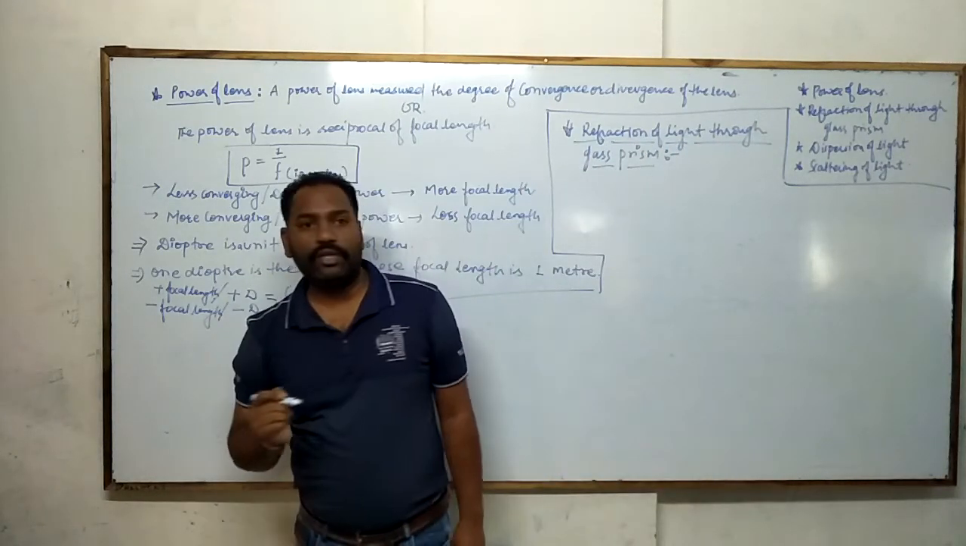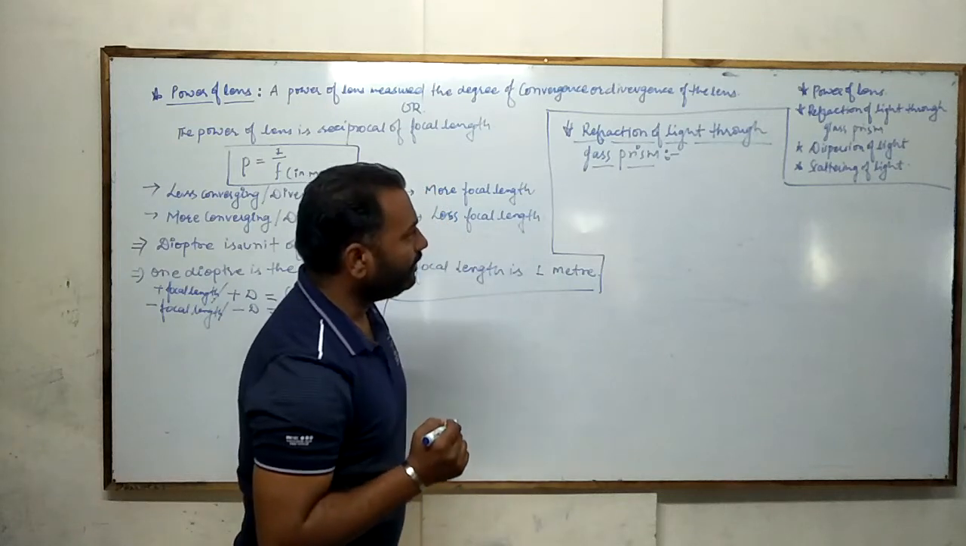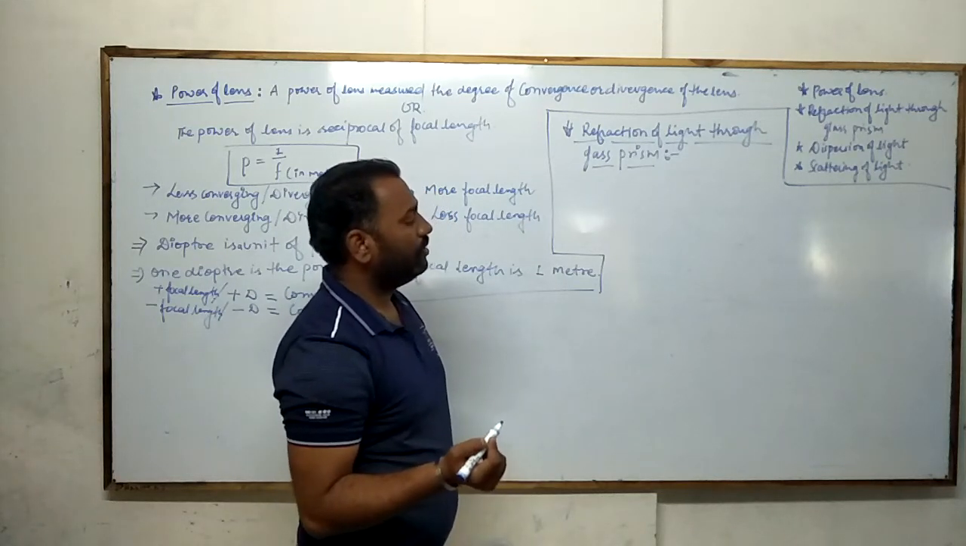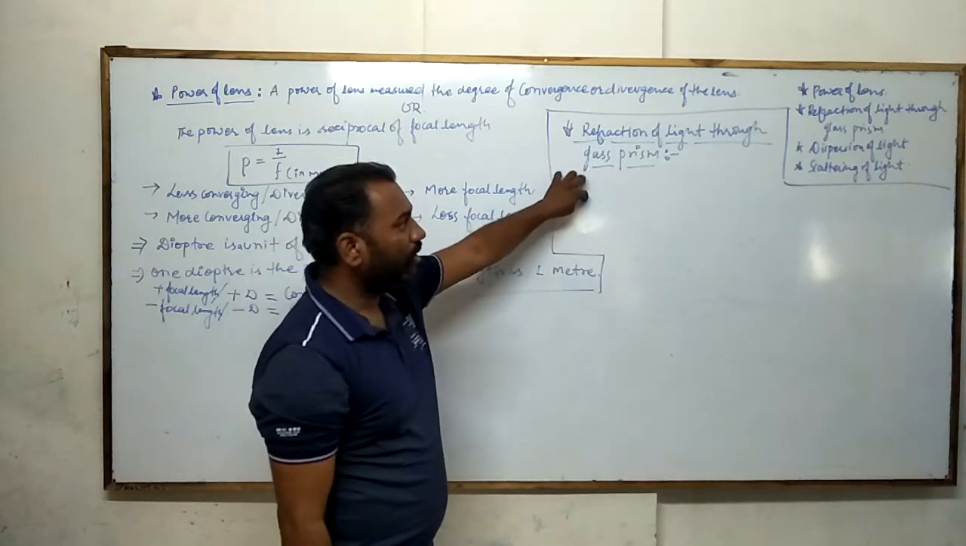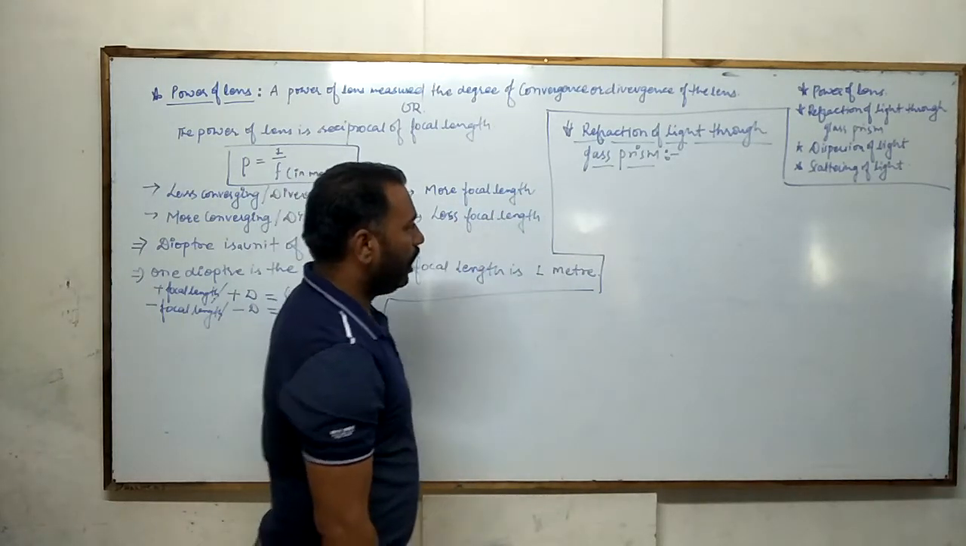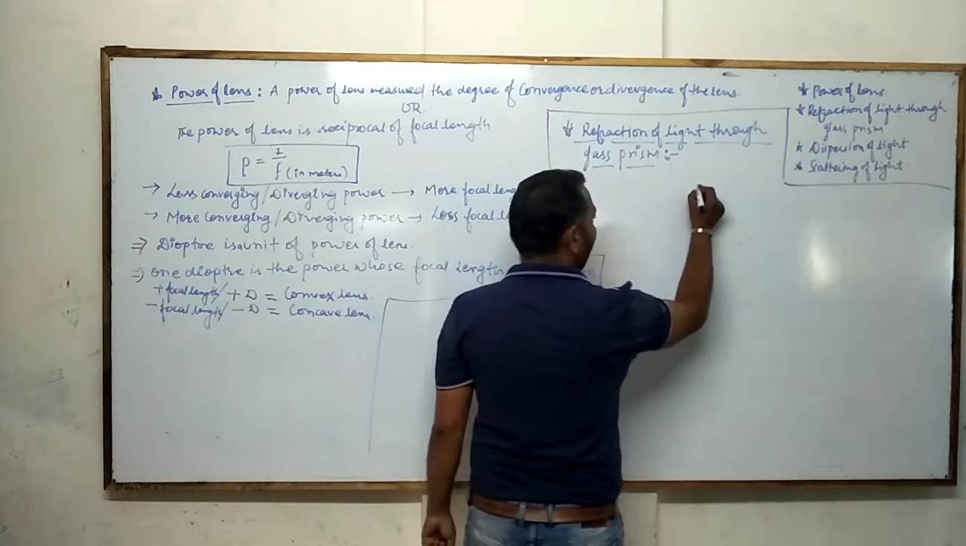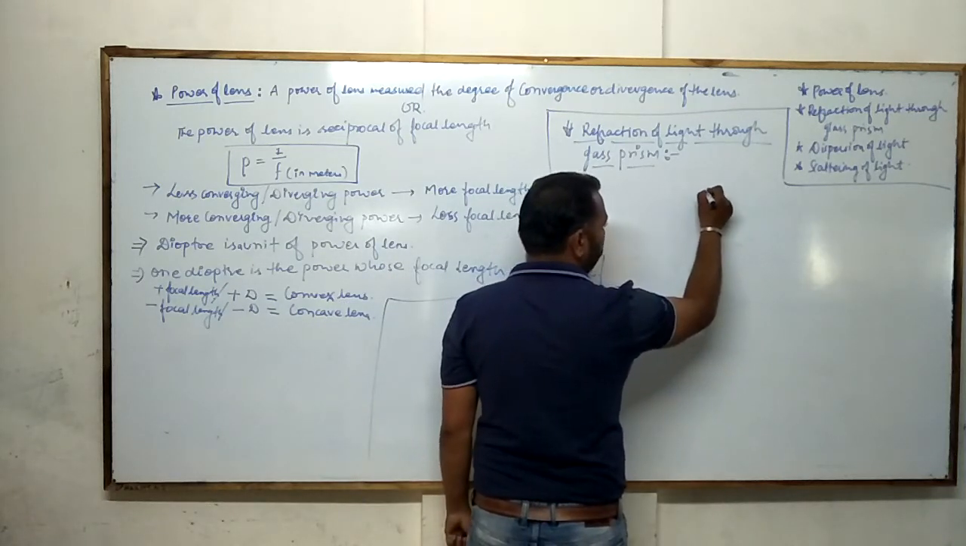So if we are talking about the refraction of light, then we already saw one transparent substance, the rectangular slab, in our earlier classes. Now we are talking about the glass prism, that is the triangular glass prism.